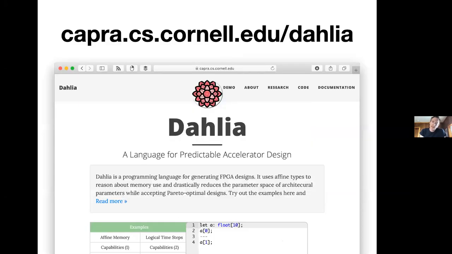If you want to play with Dahlia or possibly read our upcoming PLDI paper, that is possible. I'm giving you the URL here. Recha, the lead student on this, also did an amazing job putting together an in-browser demo where you can type programs in and get as many error messages as you would like, and experiment with what it feels like to use this affine type system for tracking the resources in an accelerator design.